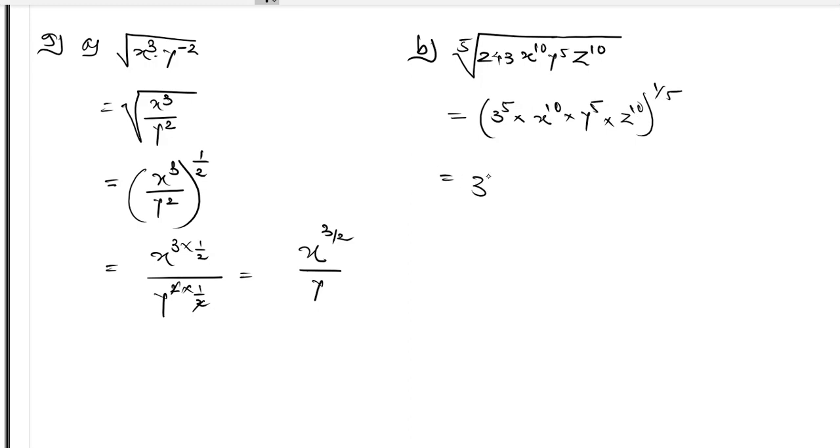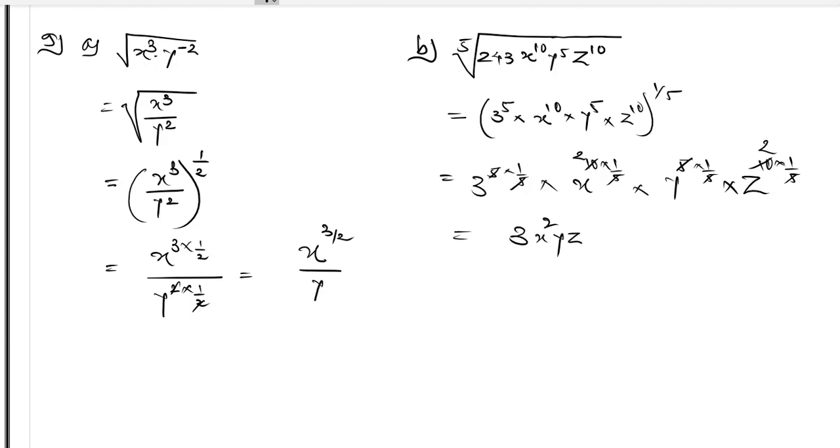Now see, 3 raised to 5 into 1 by 5 into x raised to 10 into 1 by 5 into y raised to 5 into 1 by 5 into z raised to 10 into 1 by 5. 5 gets cancelled here. 5 2s are 10. 5 gets again cancelled. 5 2s are 10. So the final answer is 3x square y z square. Simple. Question number 9 solved.